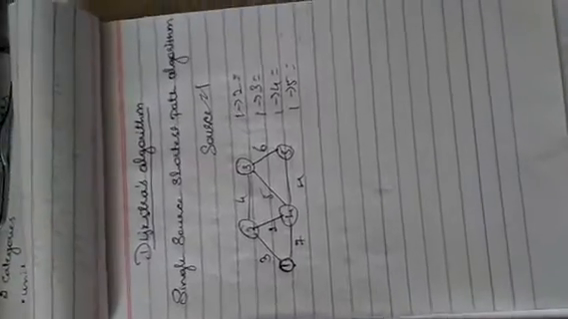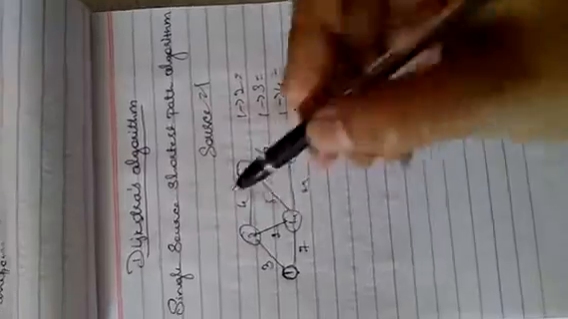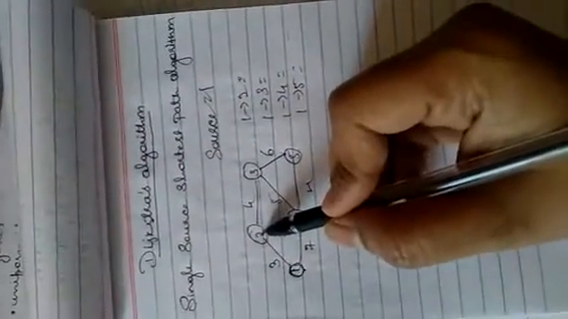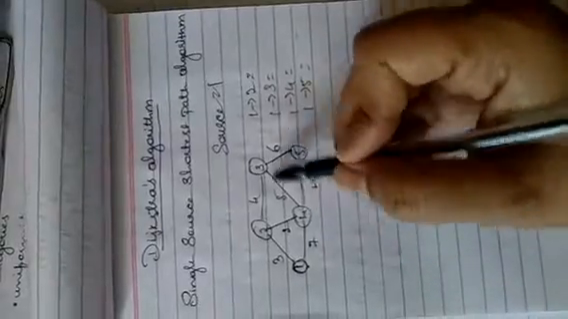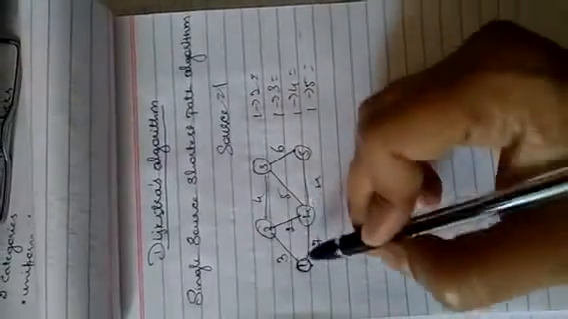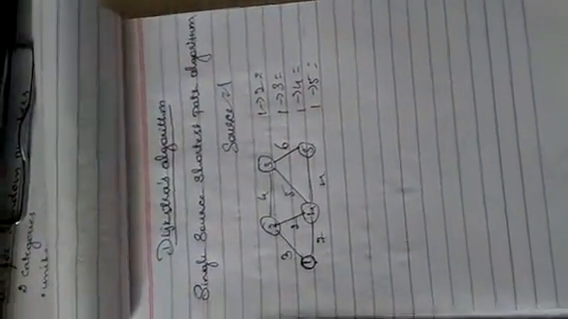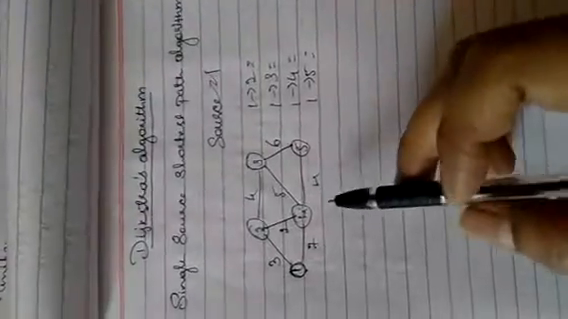See here, from 1 to 2, how many paths do you have? From 1 to 2 there is a direct path, or you can go from 1 to 4 and 4 to 2, or 1 to 4, 4 to 3, 3 to 2, or 1 to 4, 4 to 5, 5 to 3, 3 to 2. See, among these, which has the minimum cost?